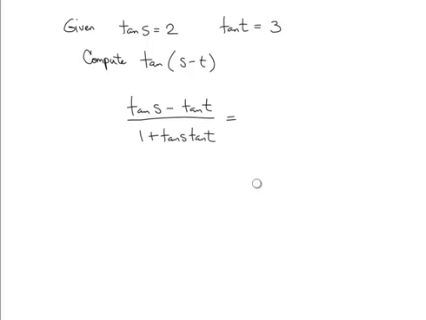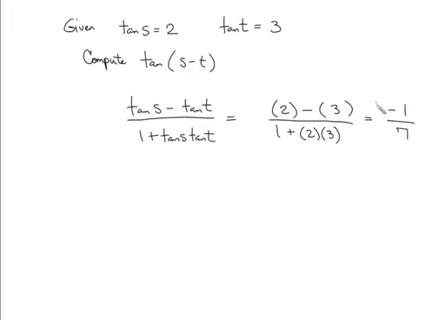is this should now be 2 taking the place of tangent of s, use parentheses because we're substituting, 3 taking the place of tangent t, over 1 plus 2 times 3. That's going to give us negative 1 over 1 plus 6, which is 7. This is the correct answer. So I wanted to show that to you so you can avoid that common mistake of actually substituting the 2 and the 3 in for s and t instead of the entire tangent value.